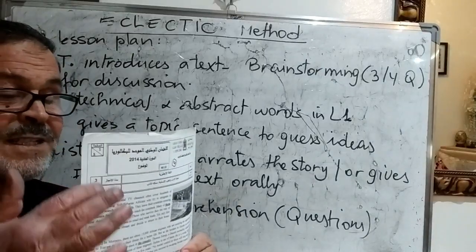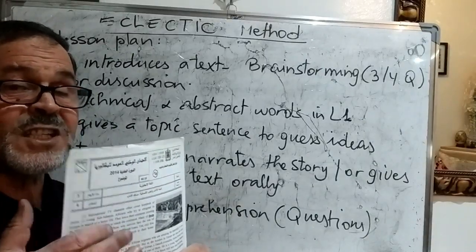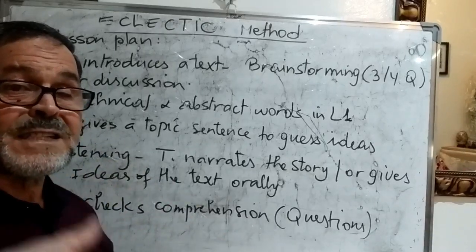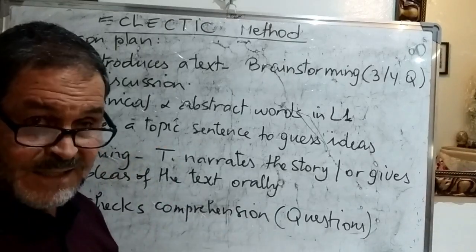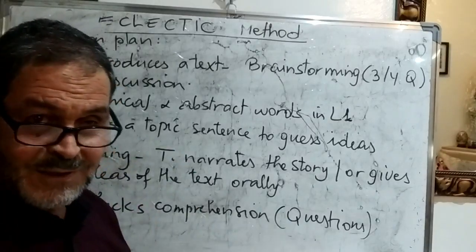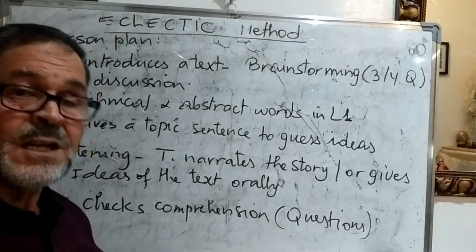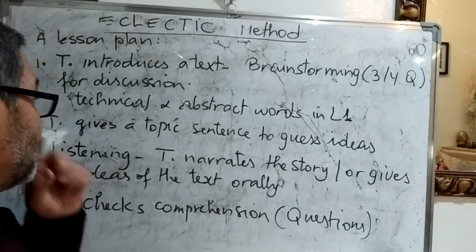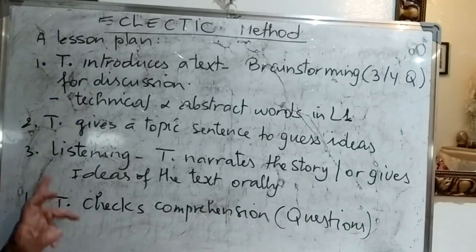For example, this paragraph, before reading it, I give just the topic sentence to see what students understand, what students can give as ideas, predictable ideas. We are going to see what students understand, what students can say about the topic sentence. Okay. And number 3, listening.